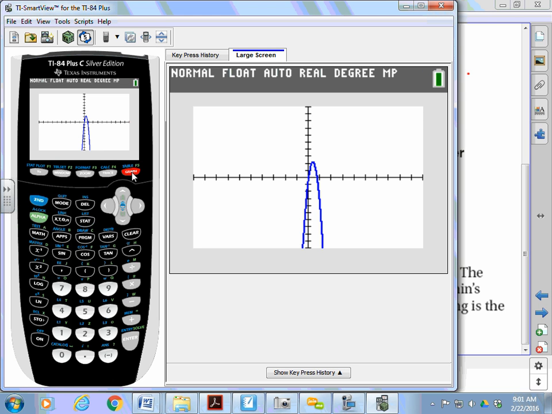I didn't have the same numbers as yours did. Go to second window, and change your table start to 0, and change the table increment to 1. Yep, the triangle. And I'll go to your table.